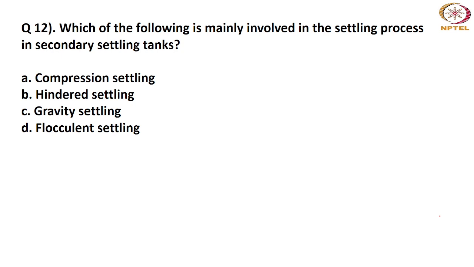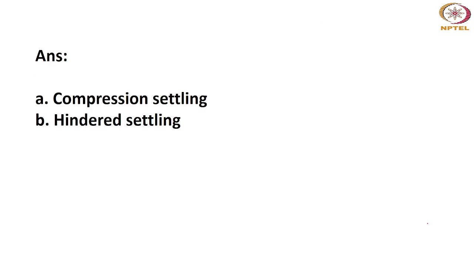Again, this one is a theoretical question regarding the settling process in the secondary settling tank. Which of the following are mainly involved in the settling process in the secondary settling tank? Okay, Ruchita B, you are saying hindered settling, right? Okay, fine, we'll go. There will be another one, not only one. One is hindered settling, another is compression settling.